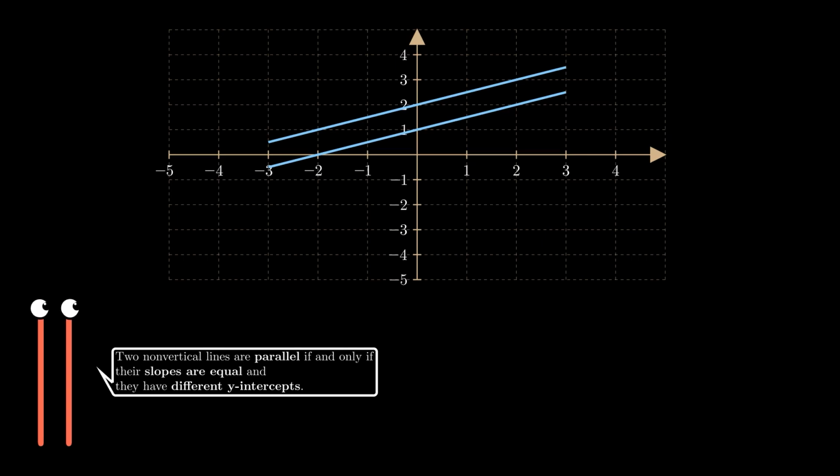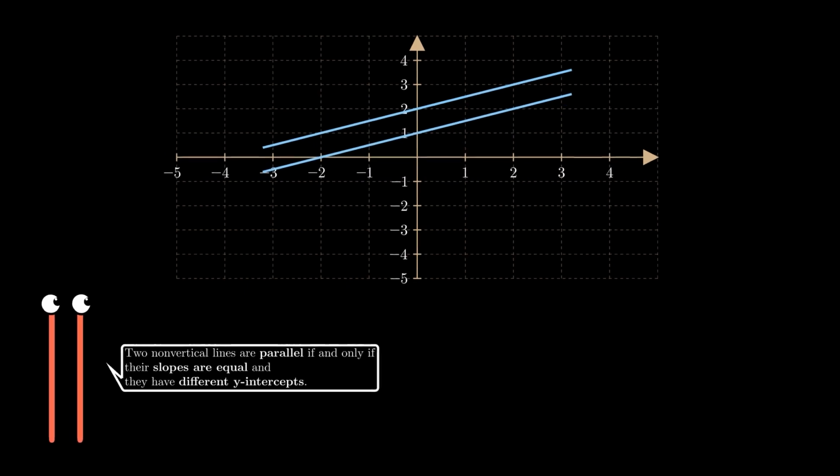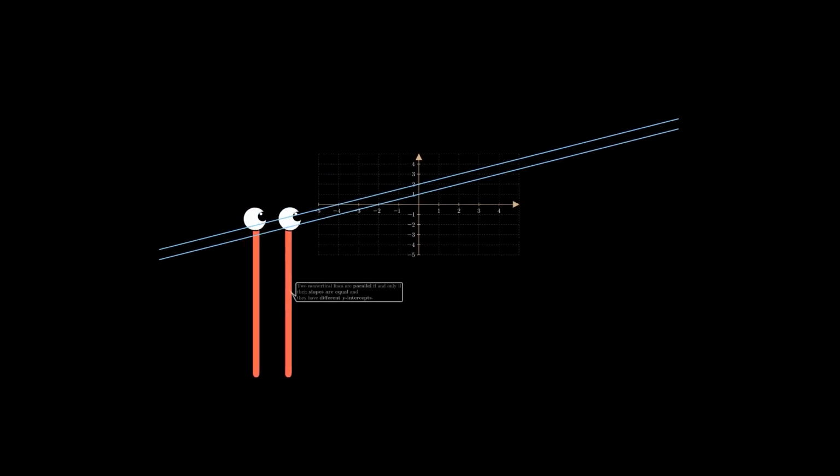You might have heard that 2 parallel lines never meet. This is because they have the same slope and therefore they will never intersect, no matter how far they are extended in either direction.